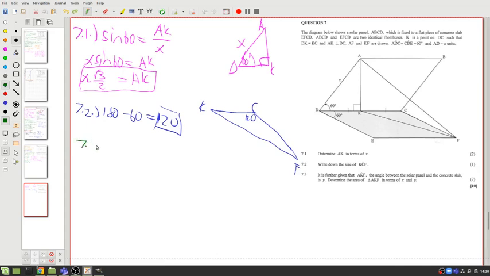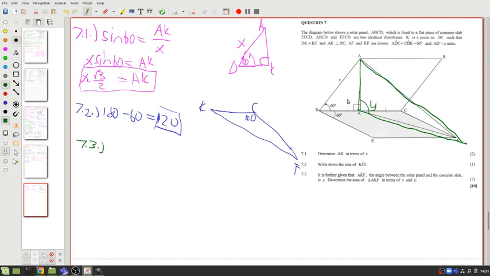Now let's get to question 7.3, and now this is a bit of an ugly one, and we can see it counts 7 marks, so it's fair for them to have a sort of ugly question here. They say it is further given that AKF, so this angle here, is angle Y. Determine the area of this triangle. So now we have to find the area of triangle AKF. Let's just draw it in so we can see which one we're talking about. So triangle AKF, that's the one.